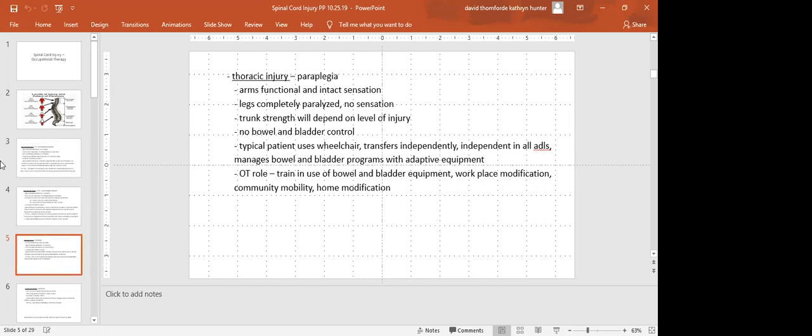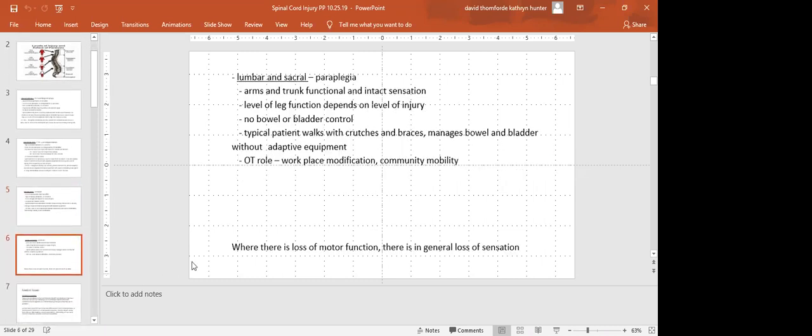And then finally, the person who has lumbar or sacral damage would also be a paraplegic. They would have function in all levels except for the legs. Depending on the level, they might walk with crutches or braces. They should be able to manage a bowel and bladder program. So our main role would be working on home and workplace modification and community mobility. Just to emphasize, we often talk about motor function, but we need to be aware there's also a sensory loss.